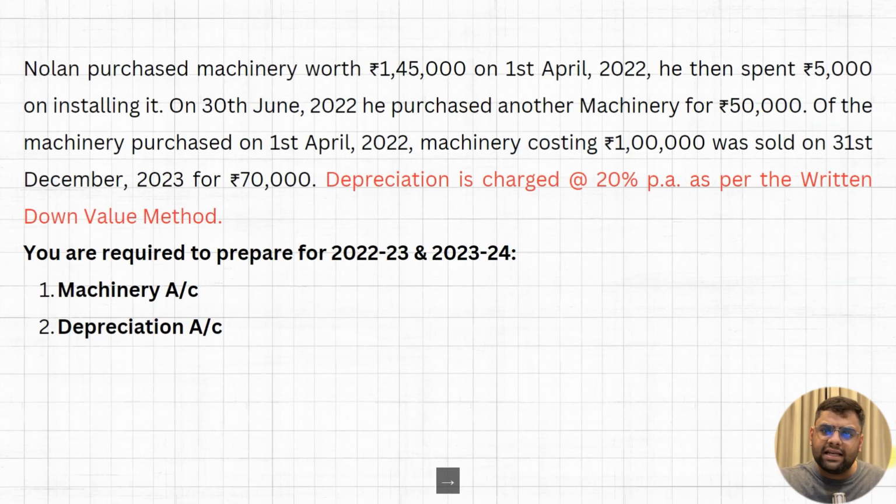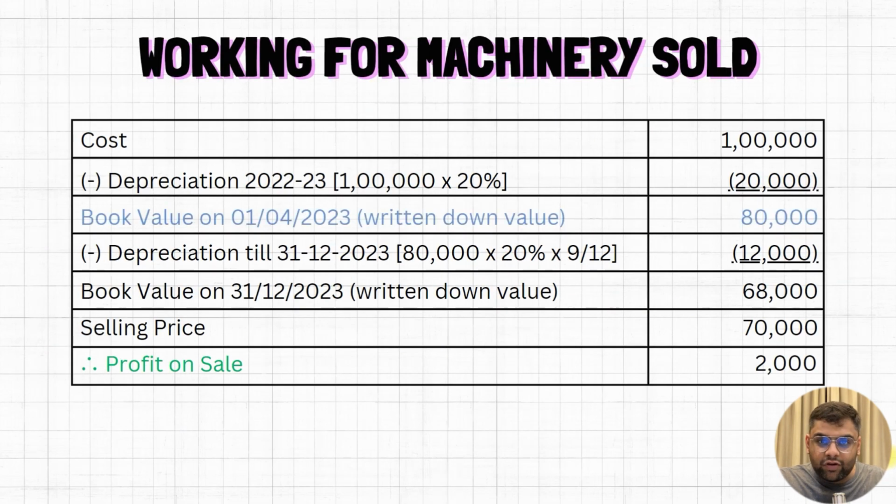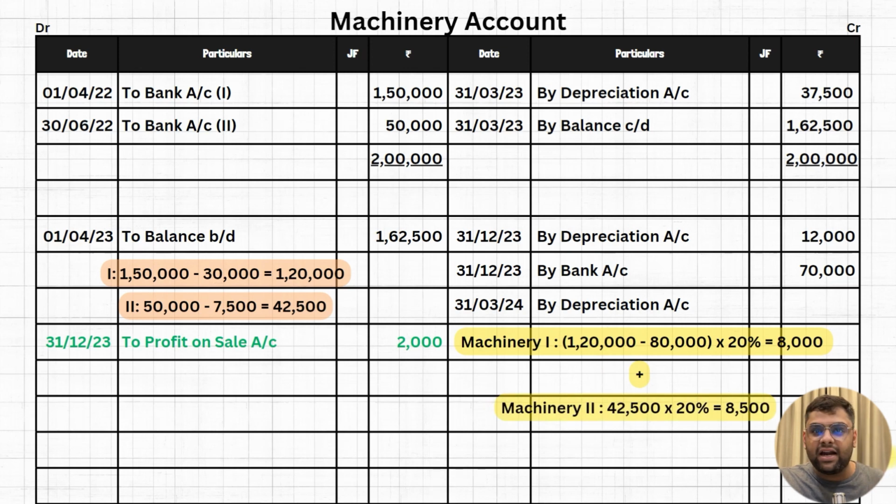Now that the entire sale is complete, we move on to depreciation at the end of the year. On 31st March 24, on the credit side, by depreciation account, for machinery 1, its written down value was 1,20,000. इसमें से 80,000 worth of machinery आपने बेच दिया, which means 1,20,000 minus 80,000, 40,000 will be depreciated at 20%. The amount will be 8,000. Plus machinery 2, 42,500 है इसका written down value, so 42,500 into 20%, 8,500. The total depreciation is 16,500.